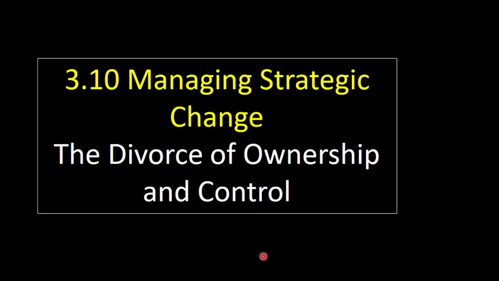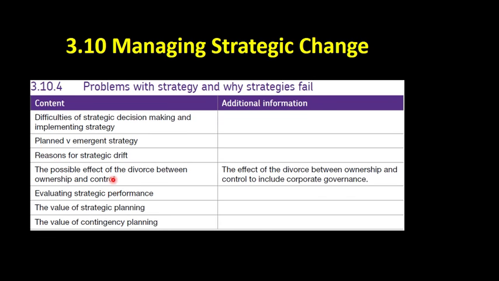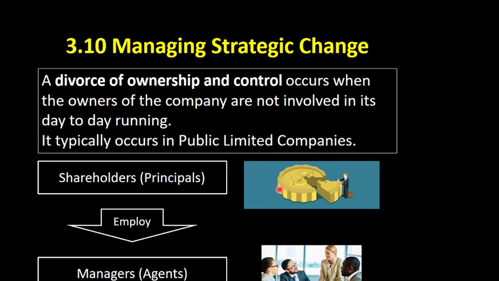This video looks at the divorce of ownership and control, and we'll be looking at the effects of the divorce of ownership and control and corporate governance as well. So the divorce of ownership and control occurs when the owners of the company aren't involved in its day-to-day running, which would typically occur in public limited companies.